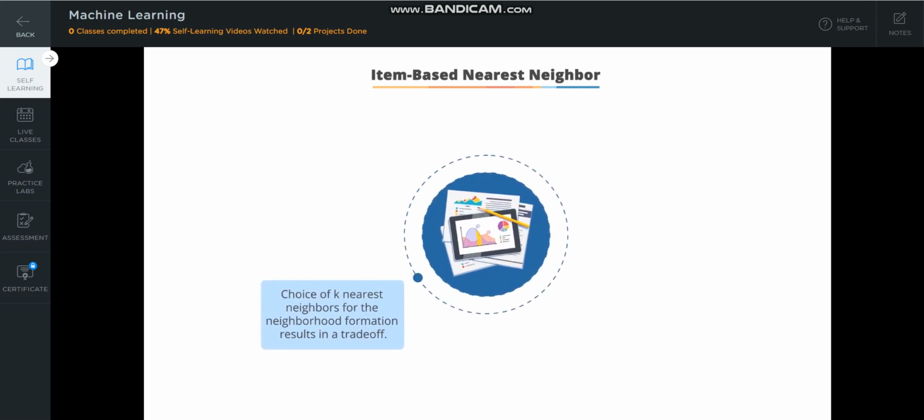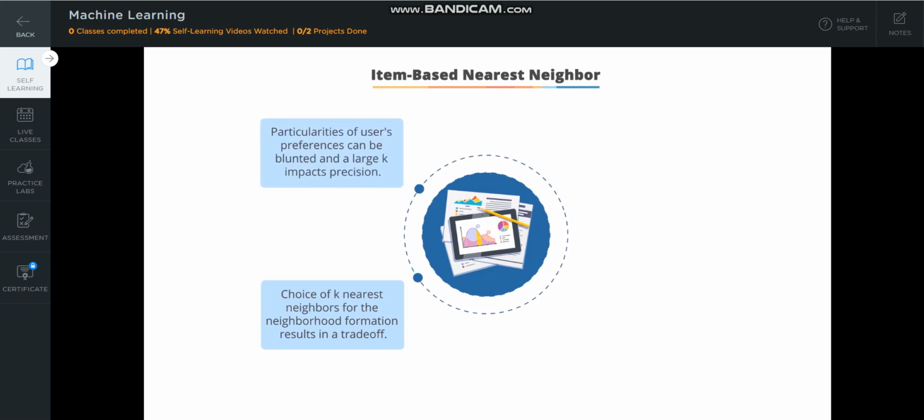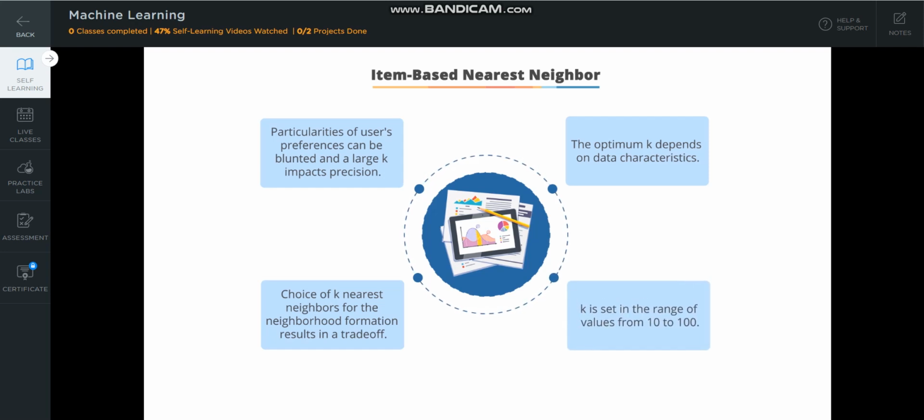The choice of the K nearest neighbors for the neighborhood formation results in a trade-off. When you use a very small K, only a few candidate items can be recommended because there are not a lot of neighbors to support the predictions. While the particularities of users' preferences can be blunted due to the large neighborhood size, so a very large K impacts precision. The optimum K also depends on data characteristics such as sparsity. So K is set to be in the range of values from 10 to 100.